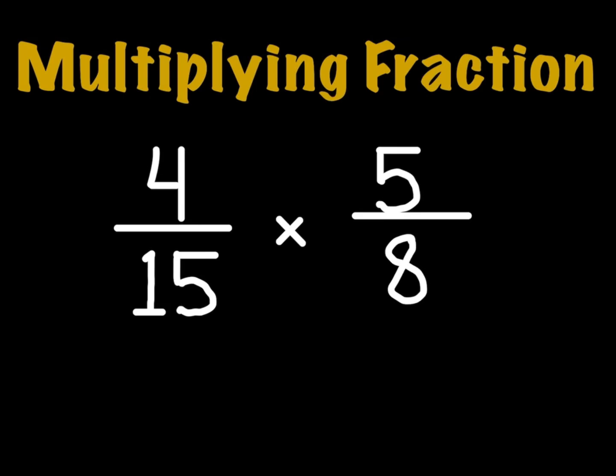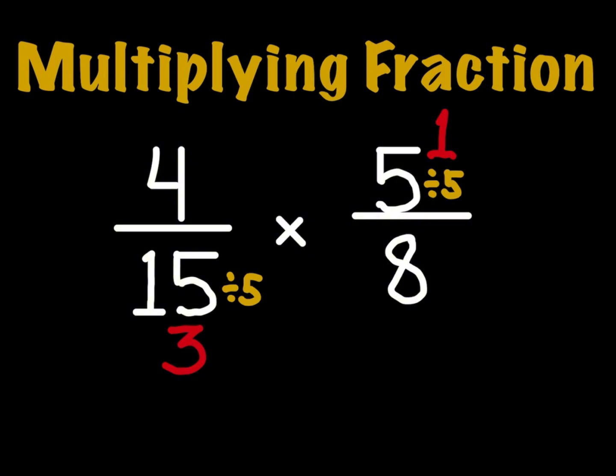In multiplying fractions, as you can see, the given is 4 over 15 times 5 over 8. So you have to look for the common factors of 15 and 5, which are divisible by 5. So what is 15 divided by 5? It's 3, while 5 divided by 5 is 1.